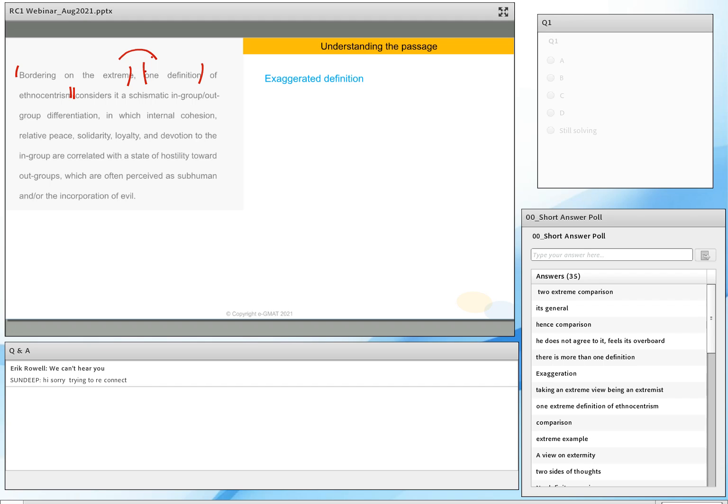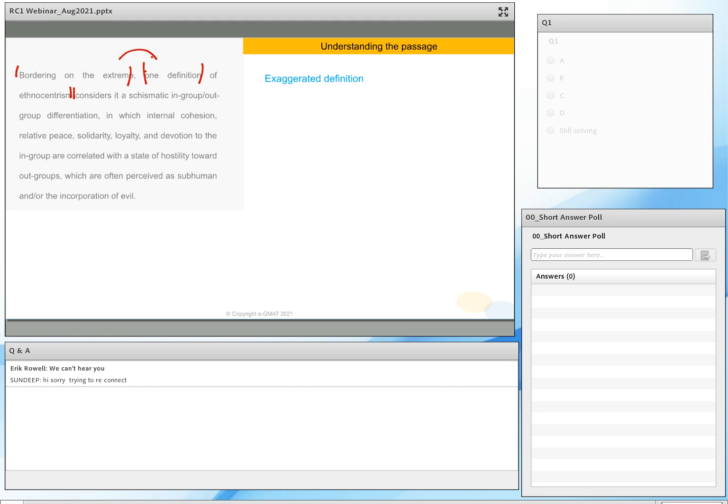The author is telling us that this one definition, whatever that is, it's a little extreme. It's a little out there. Is that clear? That's the first piece of information that you infer, just from those first 4 words. All right, now let's move on.